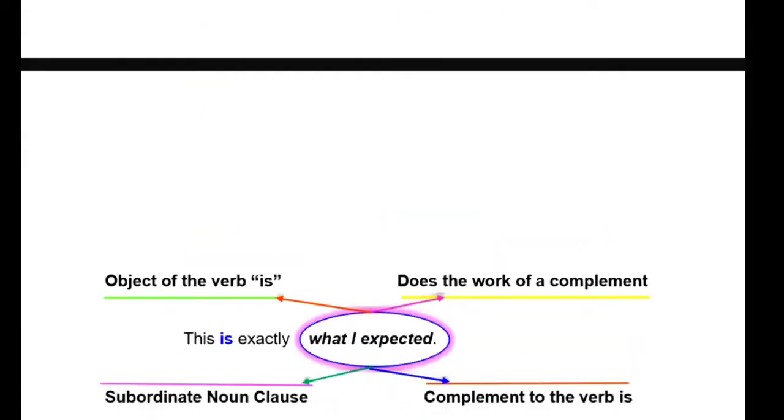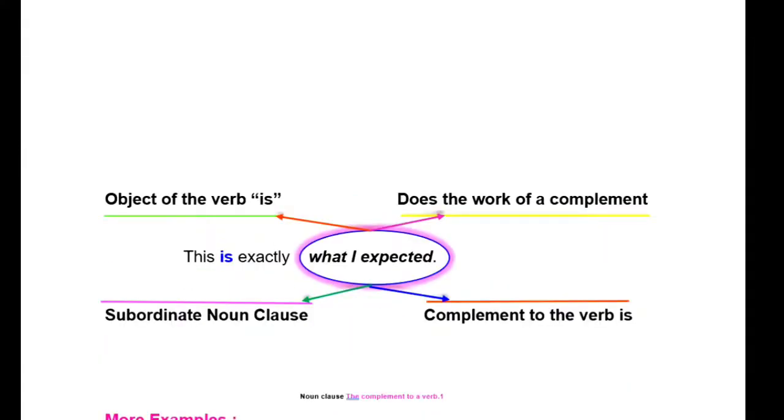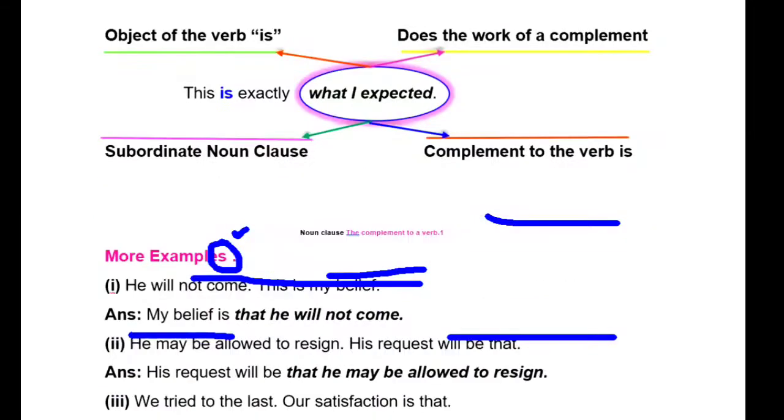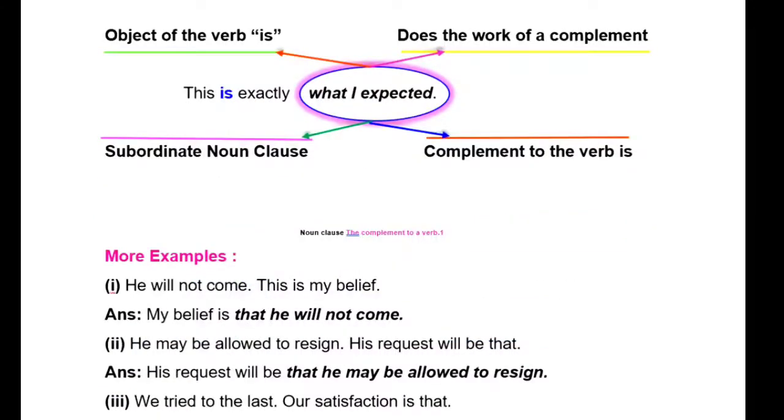Now see, here we can understand about the complement, how the complement works in a noun clause. Okay, so this is exactly what I expected. What I expected does the work of a complement, because it is the object of the verb is, and it is also a subordinate clause. So we can say this is a complement to the verb is. If the clause is a complement, then it must be a noun clause, as I have already said. Similarly, more examples have also been given here. You can see more examples here. He will not come. This is my belief.